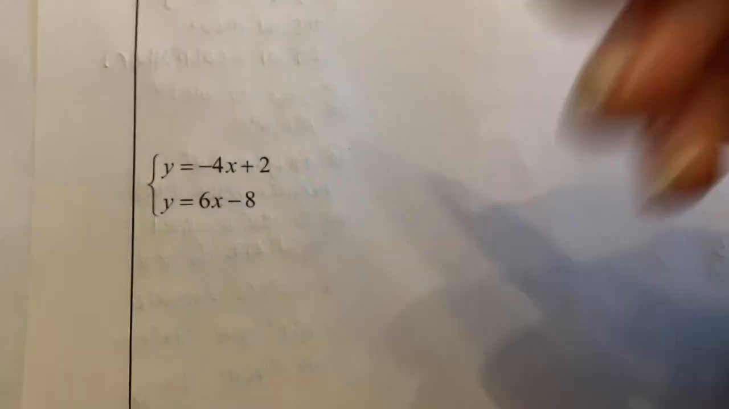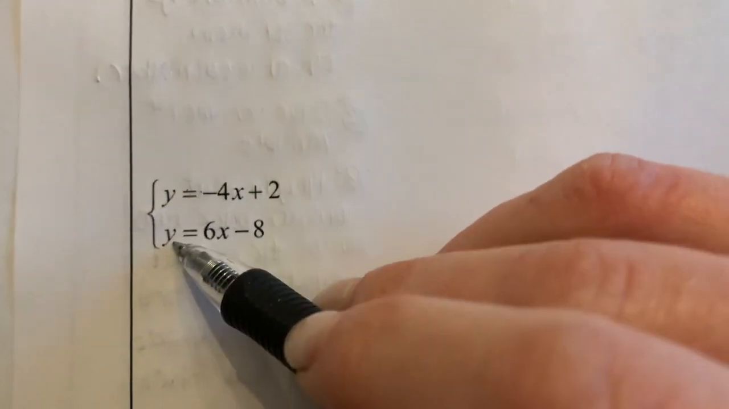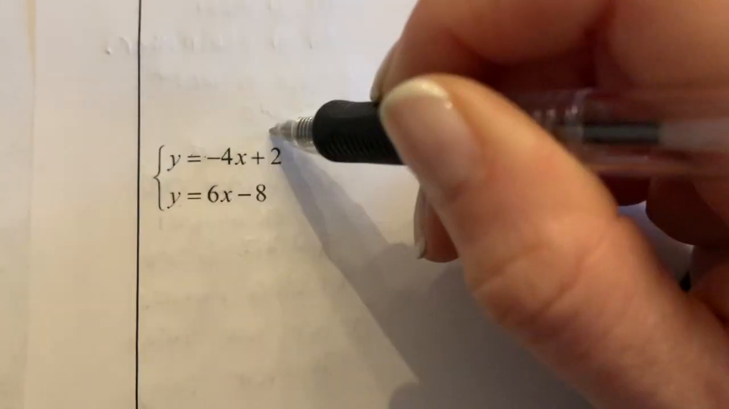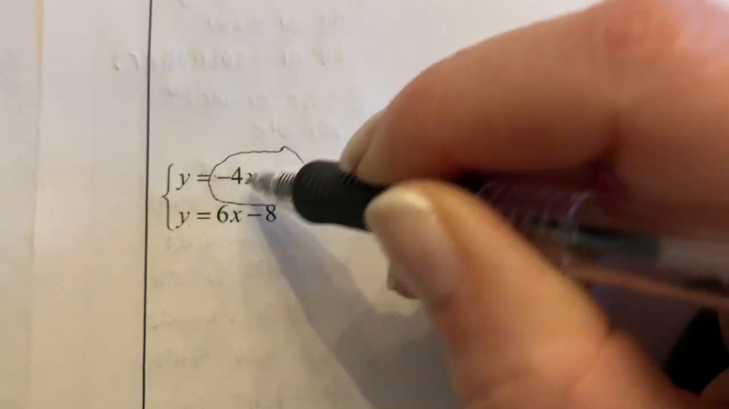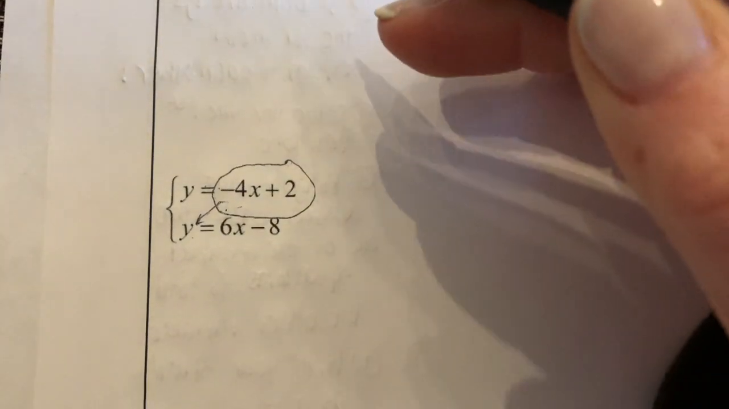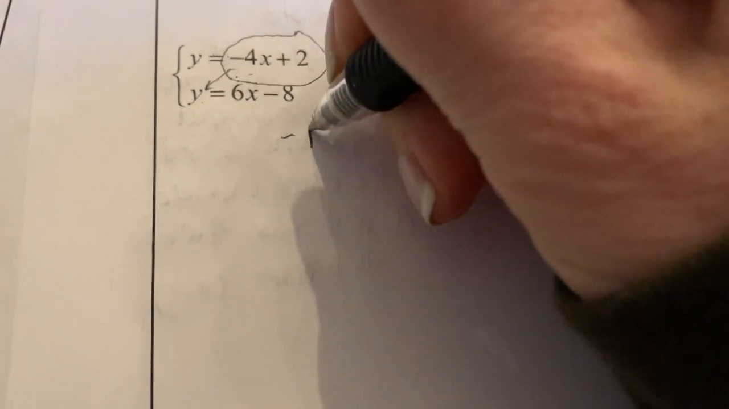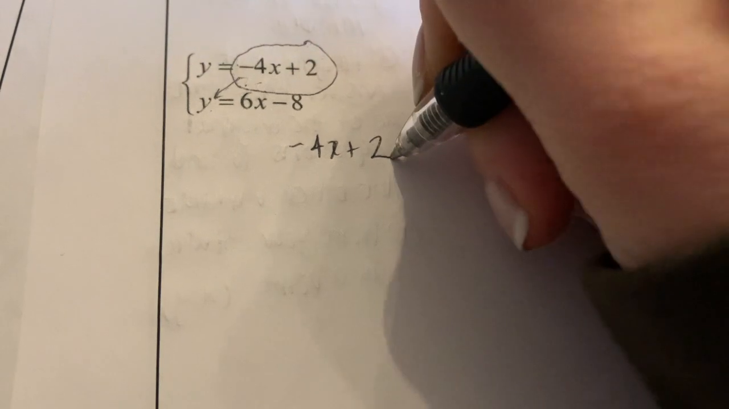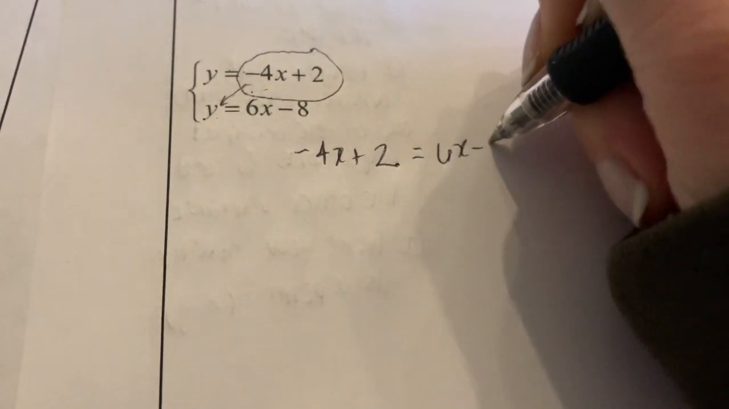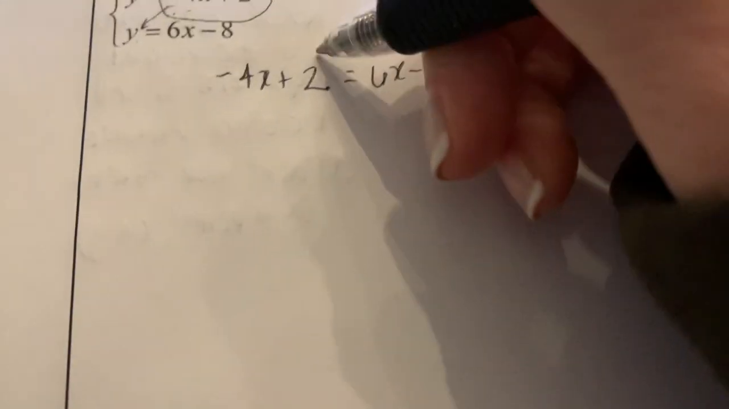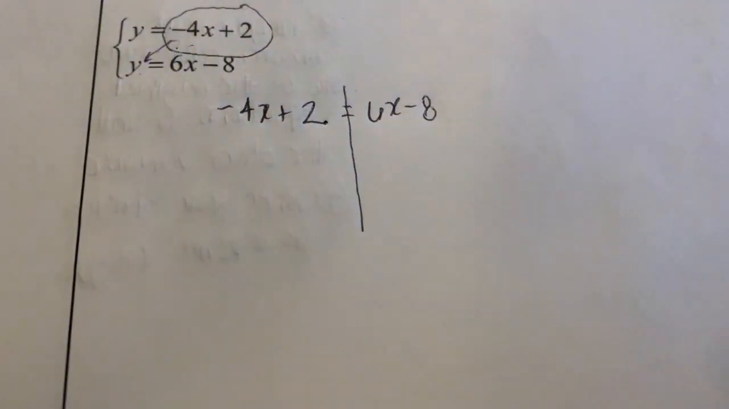so, I can't ink my paper. Since both of these are equal to y, you can think of it as substituting one in for the other, or you can just set them equal to each other, okay? So, this is negative 4x plus 2 is equal to 6x minus 8. You guys know I like to bring them over to the left even if it's going to be negative.